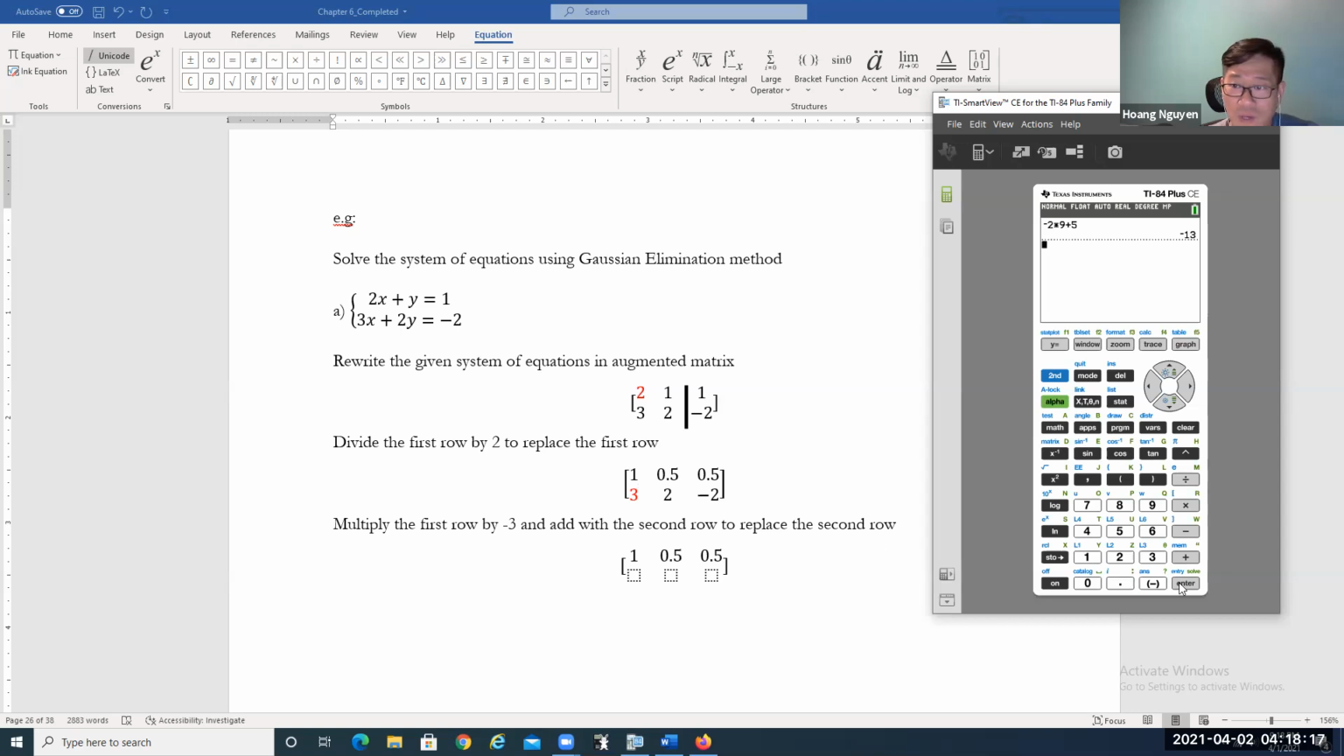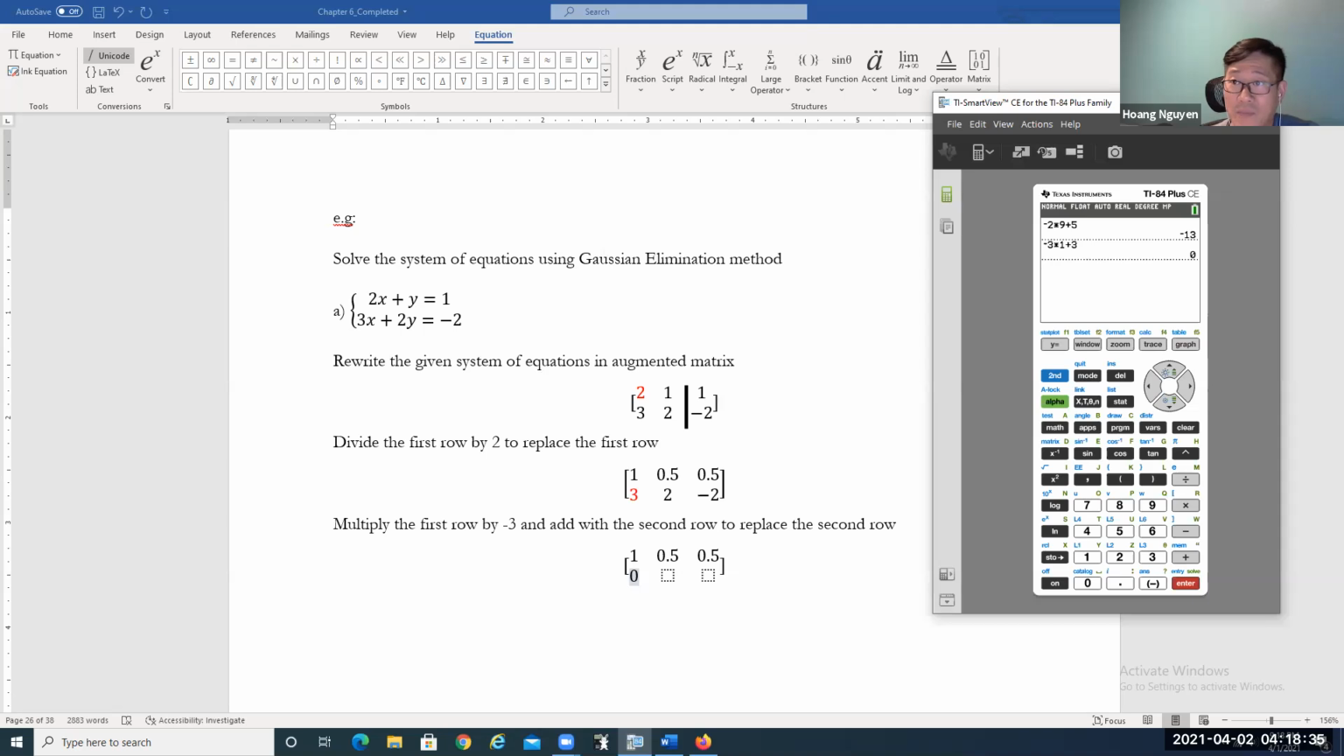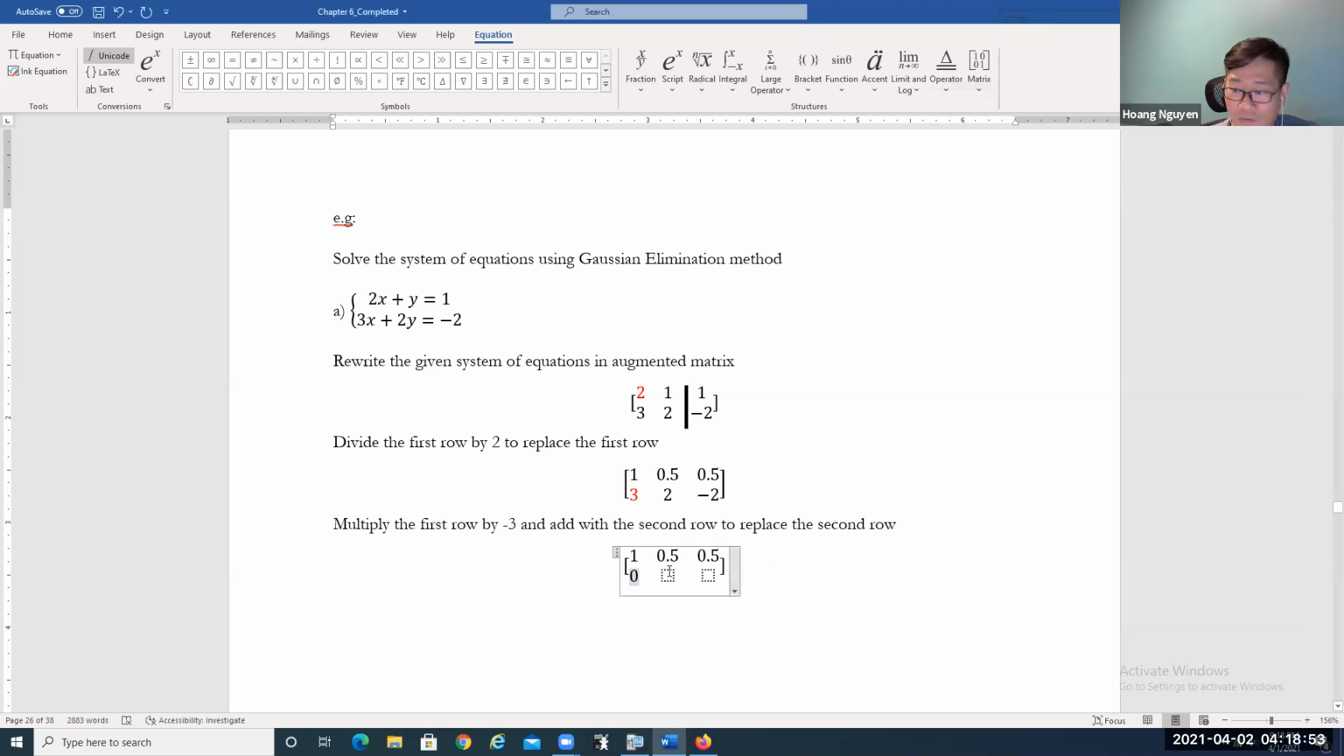So for the first row, we're going to take -3 times 1. We multiply the first row by -3, so -3 times 1, plus the second row's 3. That's going to give you a 0, so this element will be 0. Now we're going to repeat the same process for all of the other elements. So we're going to take -3 times 0.5 and plus 2. It's going to give you 0.5.